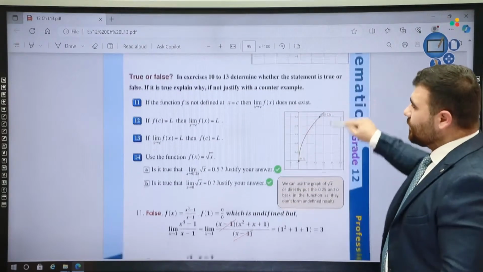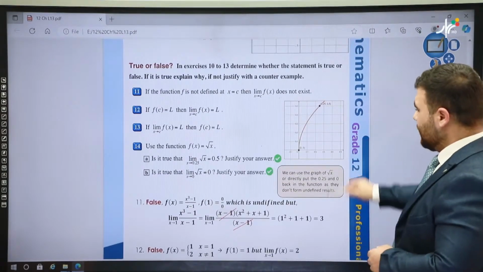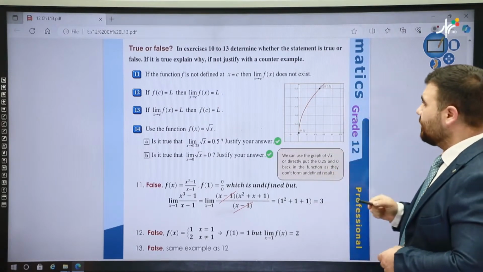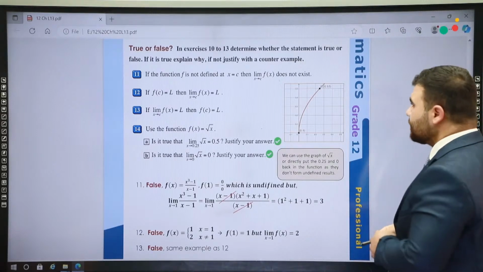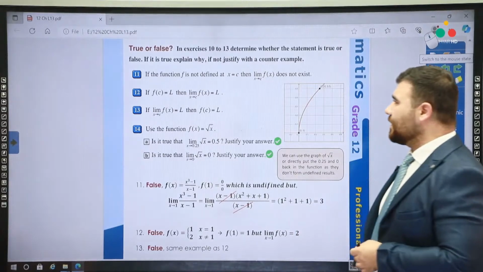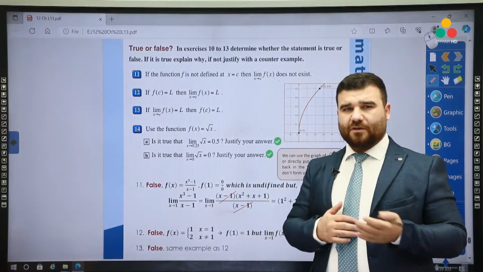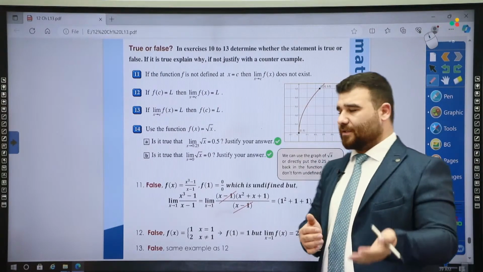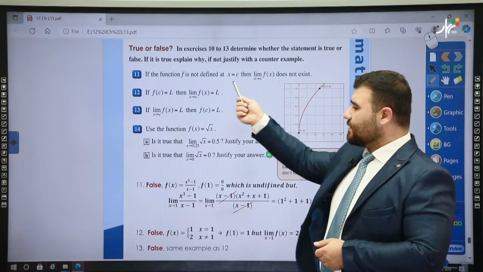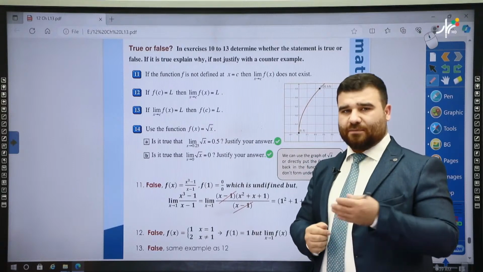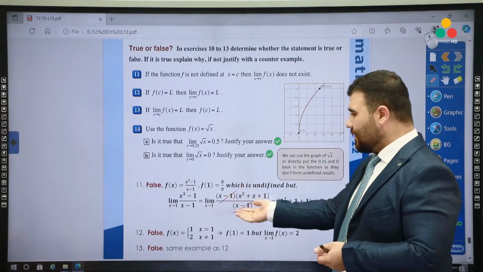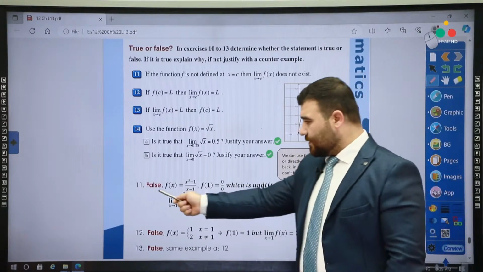After this, we have some true-false questions. Let's look at them. Question 11. The function f is not defined at x equal to c. If the value of f is not defined at a certain value, then the limit does not exist. This is false because we have functions that have a problem at a certain value, but the limit exists. Here is the answer. Question 11 is false.